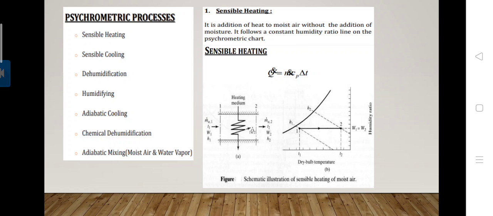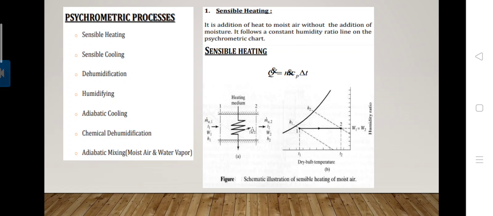First we see what sensible heating and sensible cooling are. Heating or cooling of air at the same humidity ratio, that is without any change in moisture content per kg of dry air, is called a sensible heating or sensible cooling process. That means heating of air without any change in moisture content per kg of dry air is called sensible heating, and cooling of air at the same humidity ratio without change in moisture content per kg of dry air is called the sensible cooling process.